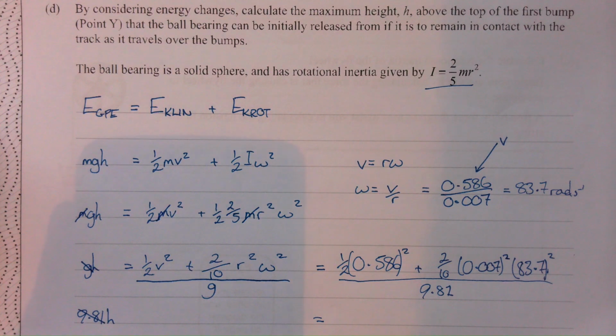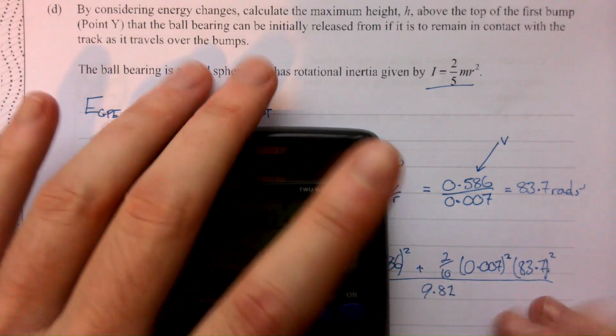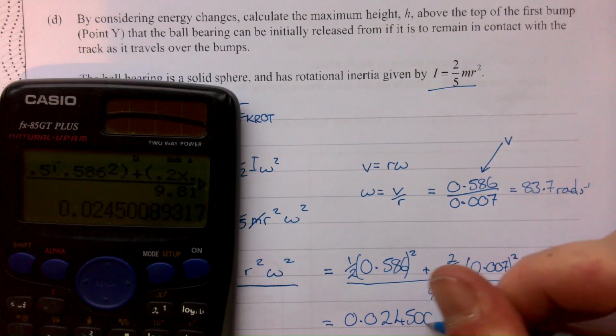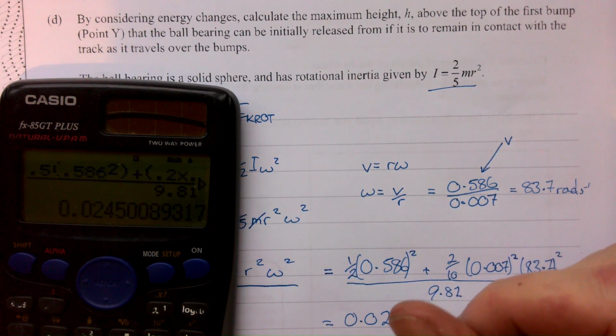0.5 times 0.586, and make sure you're putting everything in brackets to make sure you're not squaring or multiplying the wrong numbers by the wrong amounts, divided by 9.81, and we get our height of 0.024500 meters, which we can round to 0.0245 meters.